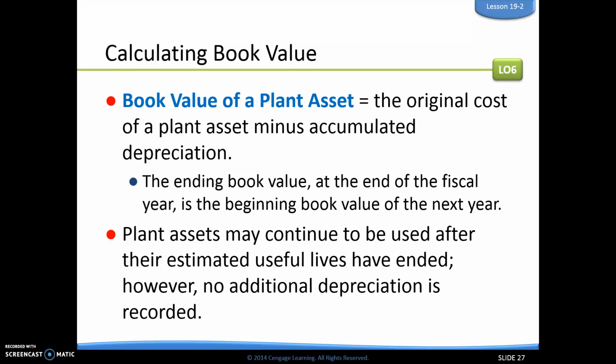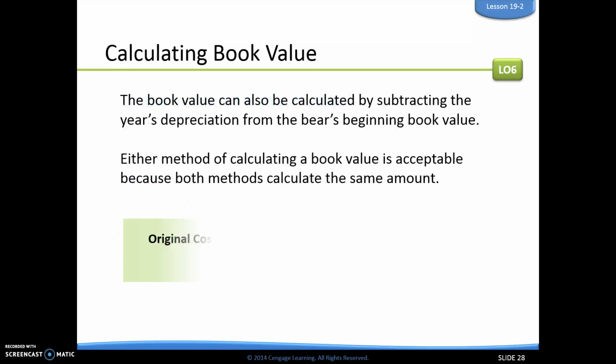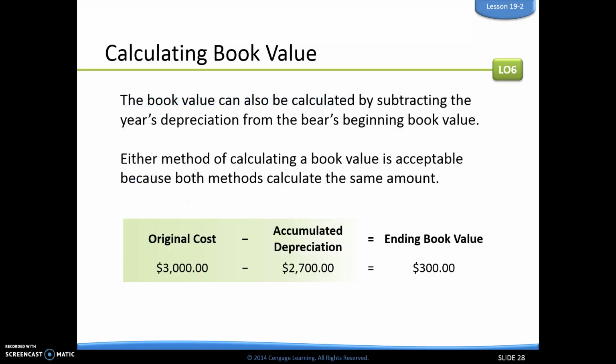But one thing that we need to remember too is that we estimated useful life. So there's always a chance that you might use your plant asset longer than your useful life, and that is totally fine. It's just that there's going to be no additional depreciation that gets recorded after that point. So ways to calculate your book value. The one that I like to use the most is taking the original cost of our computer and subtracting out the accumulated depreciation to get your book value.